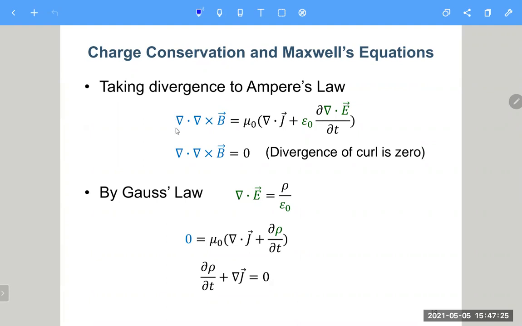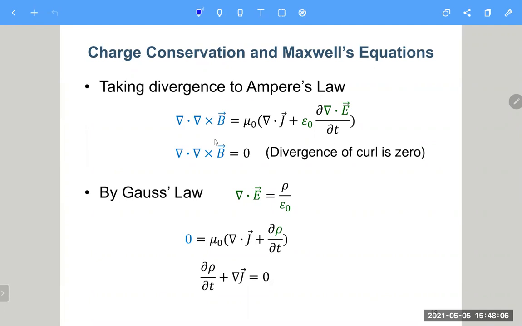Actually, we can take the divergence on both sides, so that the left-hand side will be the divergence of the curl of the magnetic field. And then we can also apply the divergence on the right-hand side, so that mu naught is a constant, so this divergence directly acts on the current density. And for the second term, epsilon naught is also constant, so the divergence acts on this E field. So it will be like this.